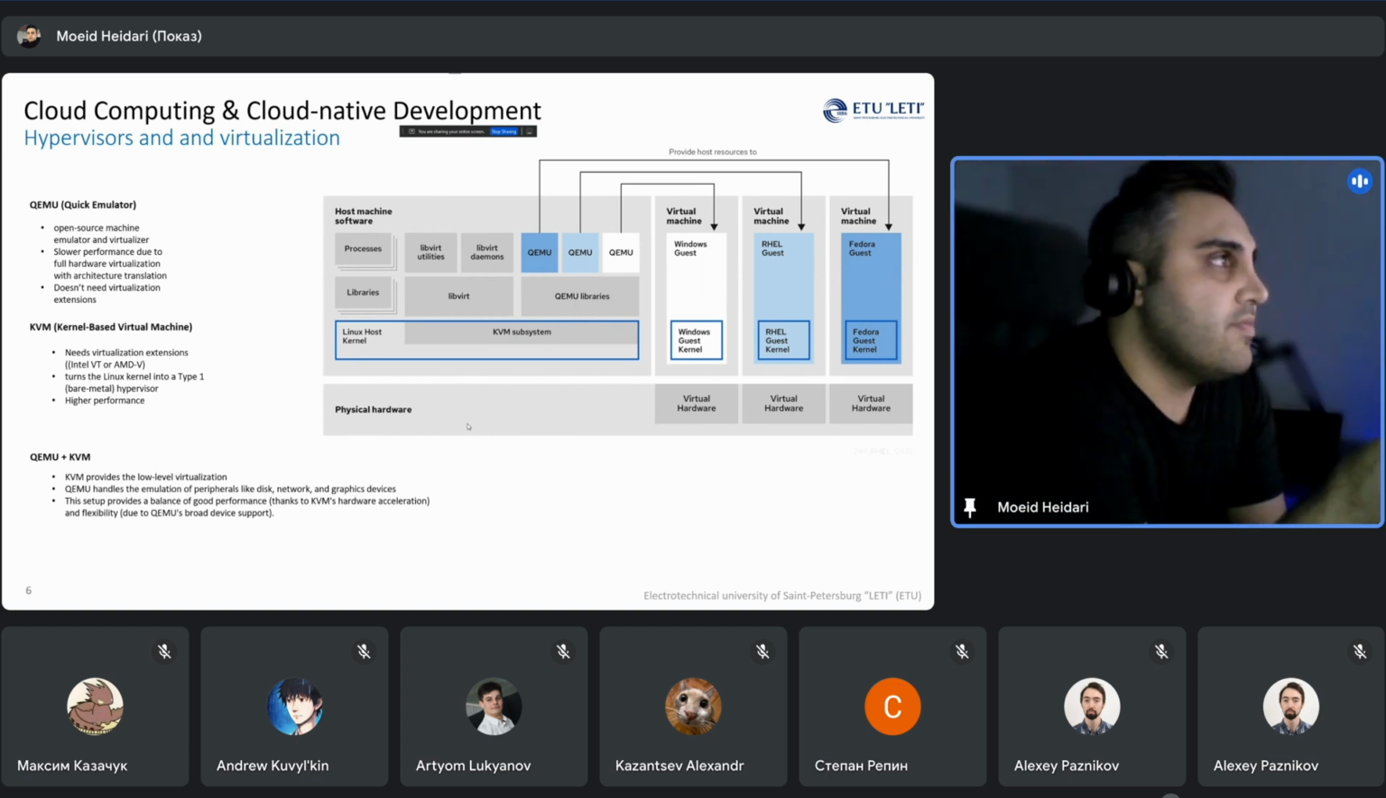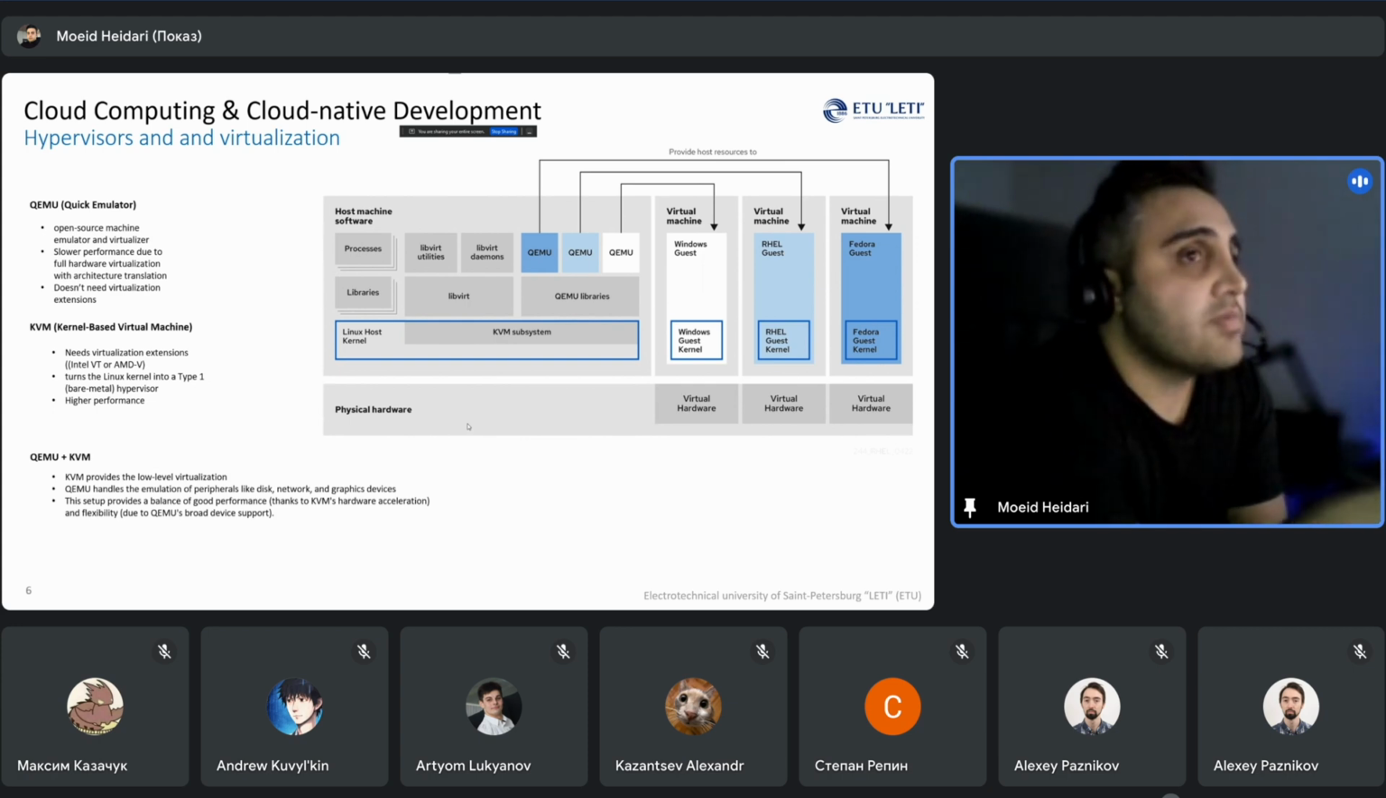virtualization of different services like disks, like networking, like graphic cards, or any other kind of things. But still, the main responsibility of this virtualization is on the KVM system. So QEMU sometimes can work in combination with KVM, and sometimes they can work without KVM even.